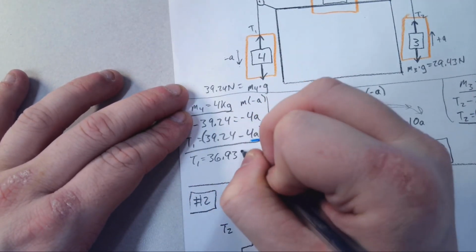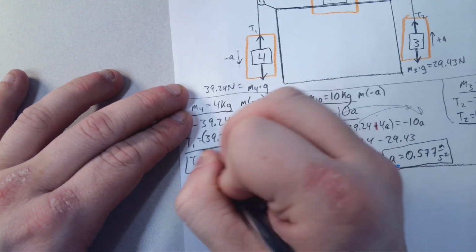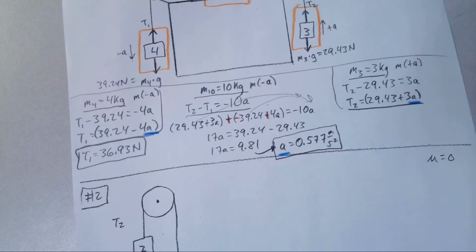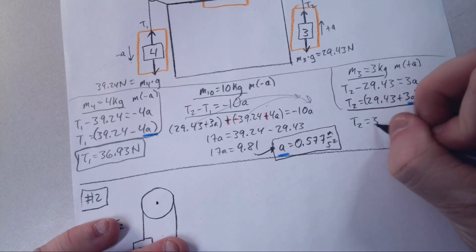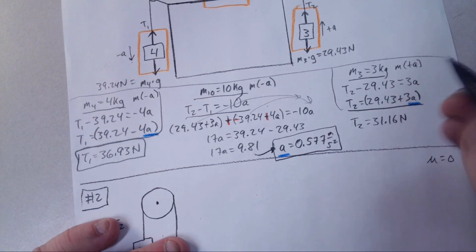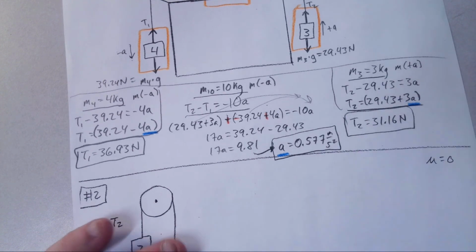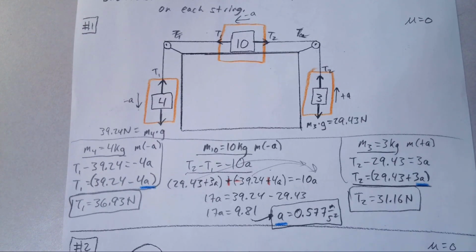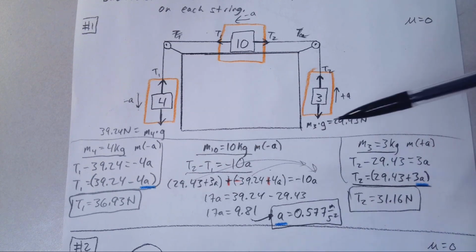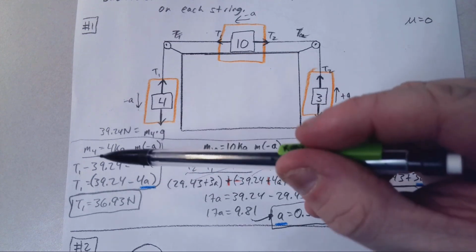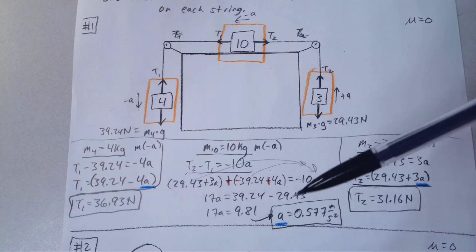36.93 newtons. And for T2, we get 31.16 newtons. Now, we can look at this conceptually before we end this problem. We talked about with trains that the force in the front of the train has to pull all the other masses here. So you can consider the weight right here the front of the train.